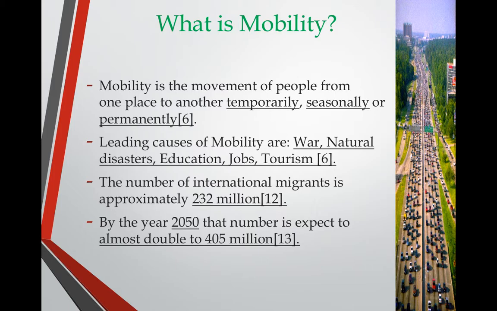Firstly, what is mobility? Mobility is defined as movement of people from one place to another, temporarily, permanently, or seasonally. The leading causes of mobility worldwide are war, natural disasters, jobs, education and tourism. The number of international migrants was estimated at 232 million in 2013 alone. The number is expected to nearly double to 405 million by 2050. That's less than 15 years away.